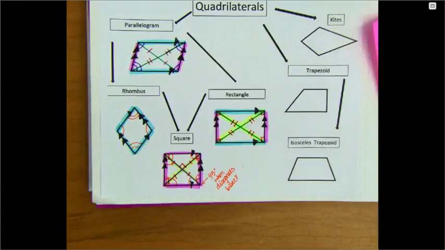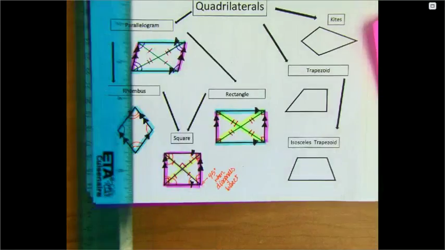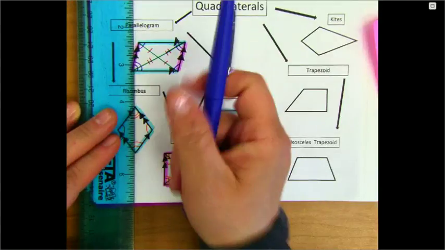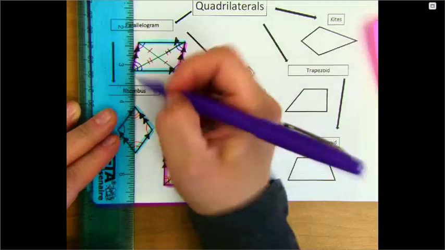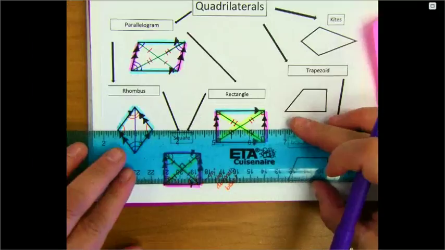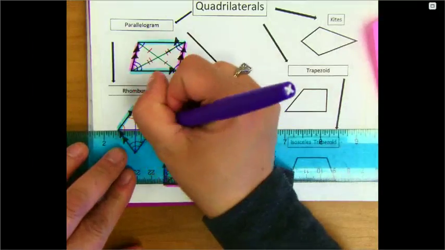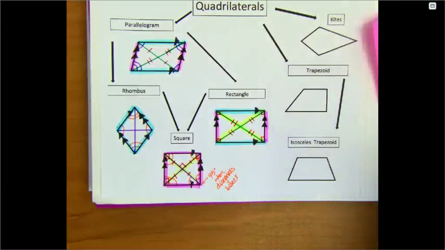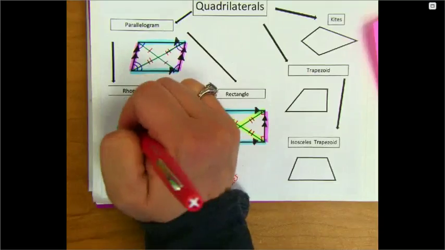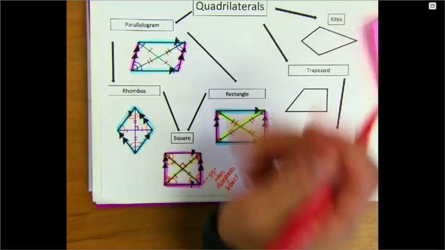You're missing what? Diagonals, what do your diagonals do? They bisect. Oops, someone's not open. What else do your diagonals do? Form a 90 degree. Which makes them what? Perpendicular.